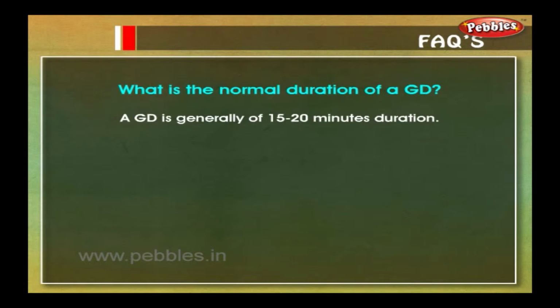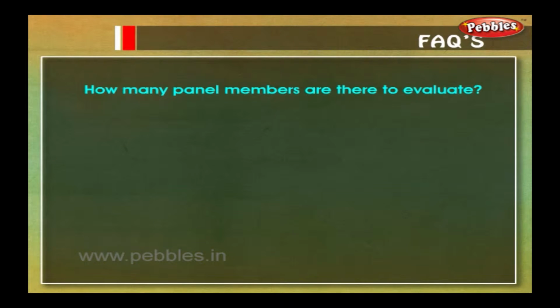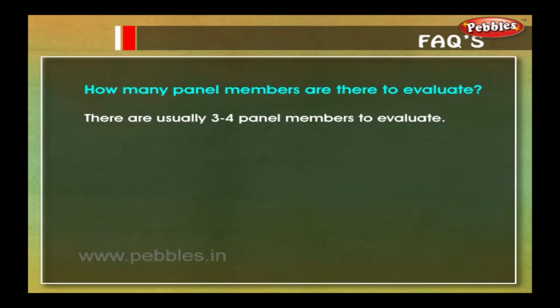What is the normal duration of a group discussion? A GD is generally of 15 to 20 minutes duration. How many panel members are there to evaluate? There are usually 3 to 4 panel members to evaluate.